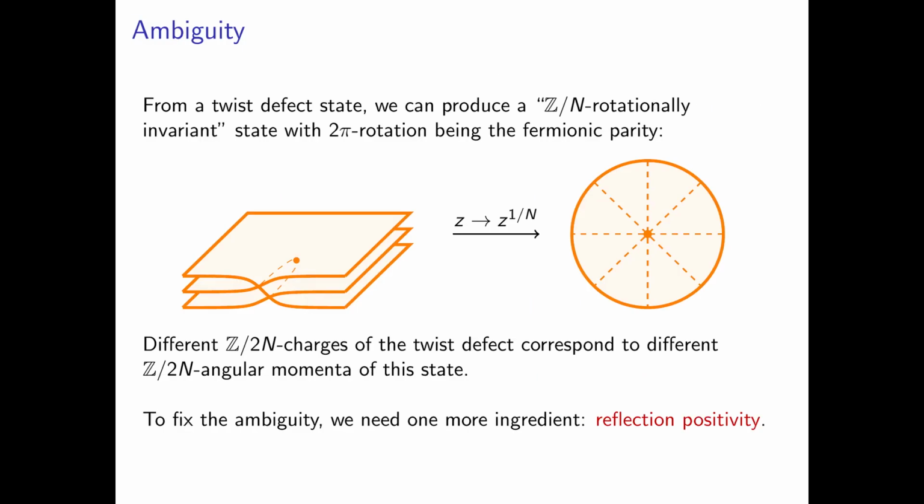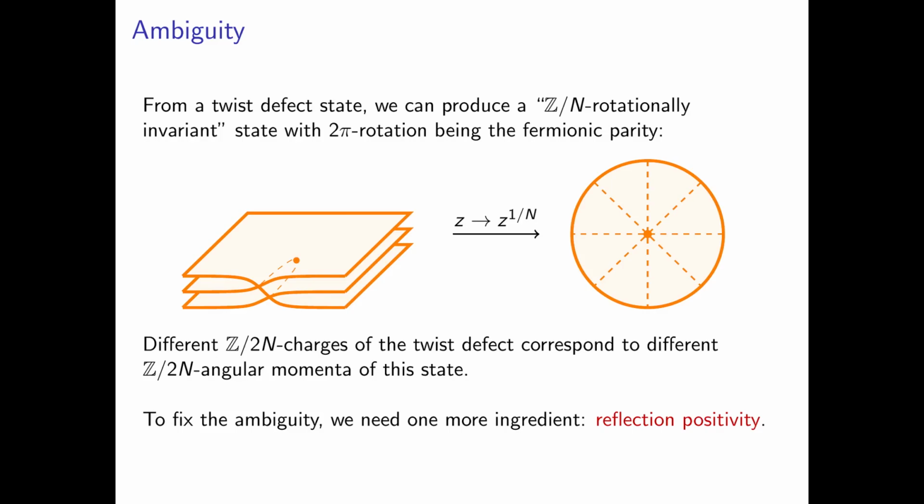Another way of understanding this ambiguity is the following. If we have a twist defect, then there is a way to map it to some rotationally invariant state. And this Z mod 2n charge then corresponds to just the angular momentum of the state. So you can say that this is an ambiguity in the choice of angular momentum at the origin for this rotationally invariant state. And in order to fix this ambiguity, we need some additional ingredient, which is reflection positivity.